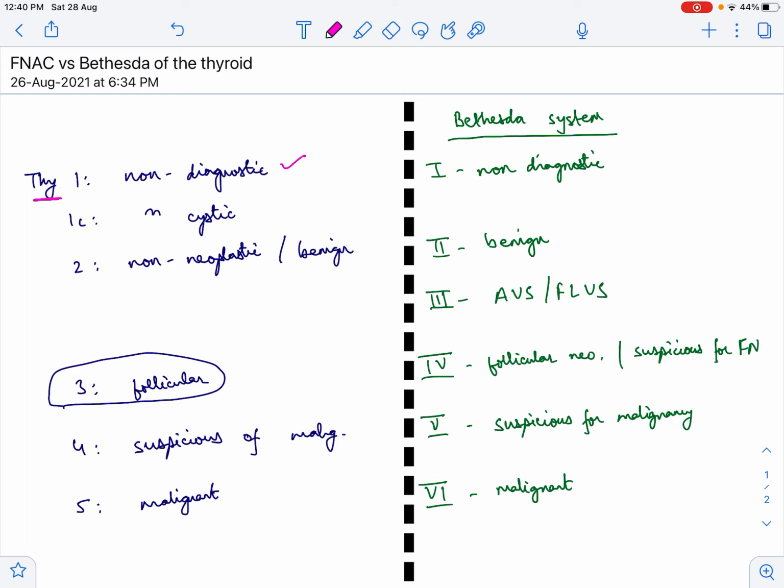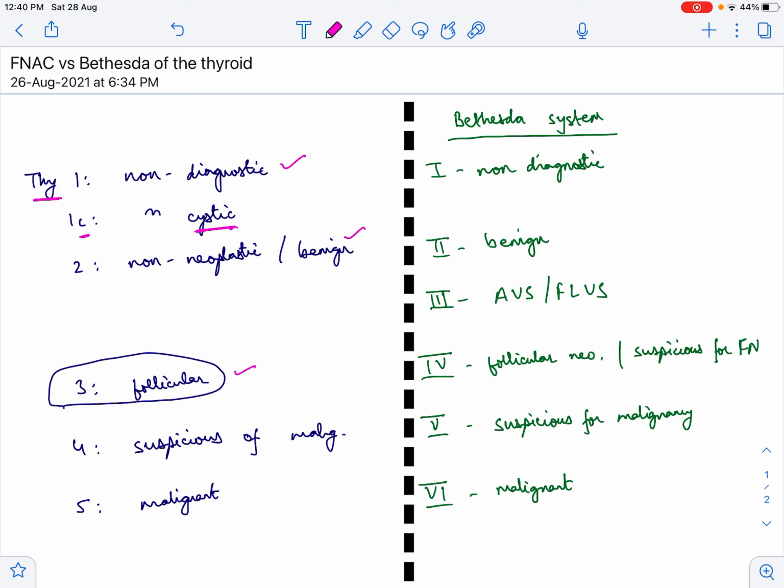Now, 1C is the same, it is non-diagnostic, but it is cystic. This C stands for cystic. 2 is non-neoplastic or benign. 3 is follicular. Now, follicular is given a special place in this classification because an FNAC cannot differentiate between a follicular adenoma and a carcinoma.